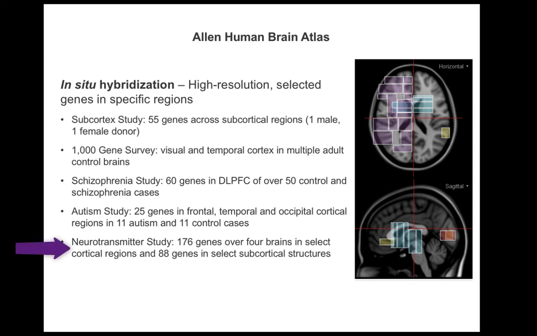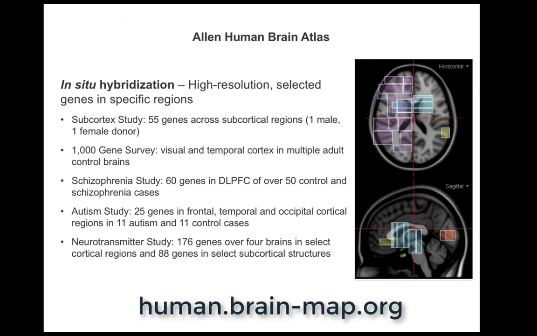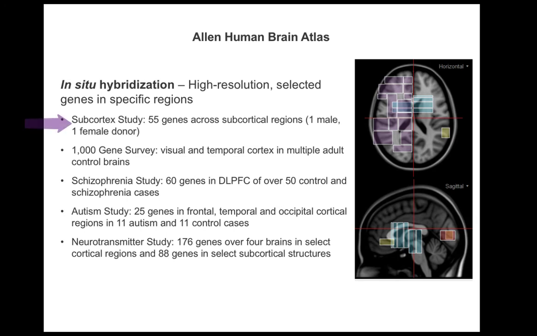As well as the neurotransmitter study mentioned earlier that was conducted as part of the whole brain survey in the Human Brain Atlas, in situ hybridization data has been collected from human brain specimens for over a decade at the Allen Institute. These studies, which can be found in the Human Brain Atlas at human.brain-map.org, include 55 genes across subcortical regions of a male and female donor, a 1,000 gene survey which was conducted in 2 regions of the brain, the visual and the temporal cortex.